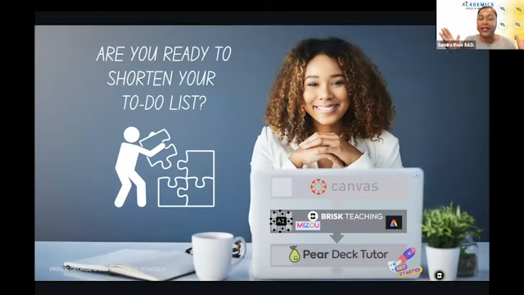So are you ready to shorten your to-do list? We're going to take a look at three categories. We're going to look at Canvas as your command central, because every organized person who is educating teachers and educating students needs a command central. And then which AI tools could you potentially use to automate some of those things that you have to do, while you focus on the things that you want to do?